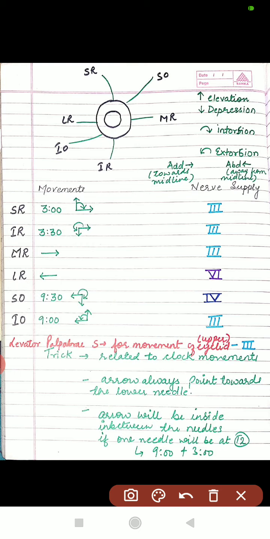And what about the levator palpebrae muscle, which is entirely for the movement of the upper eyelid? It is also supplied by the third cranial nerve, which is oculomotor.